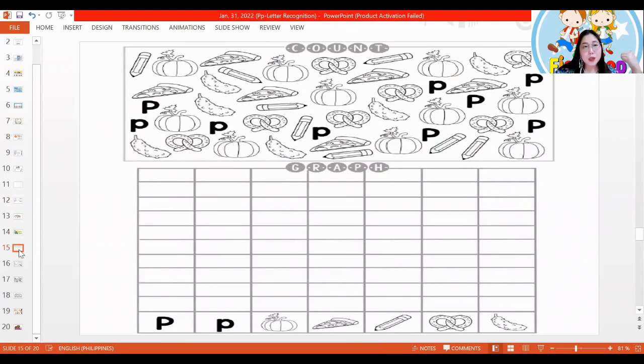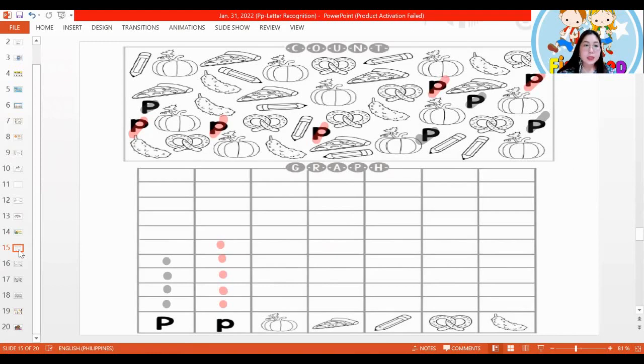So how about we continue with our work? It's already time to count and graph. So first, we'll start with our capital letter P. Very good. So let's mark and count. 1, 2, 3, 4. So let's make 4 dots. Then we have lowercase letter P this time. 1, 2, 3, 4, 5.